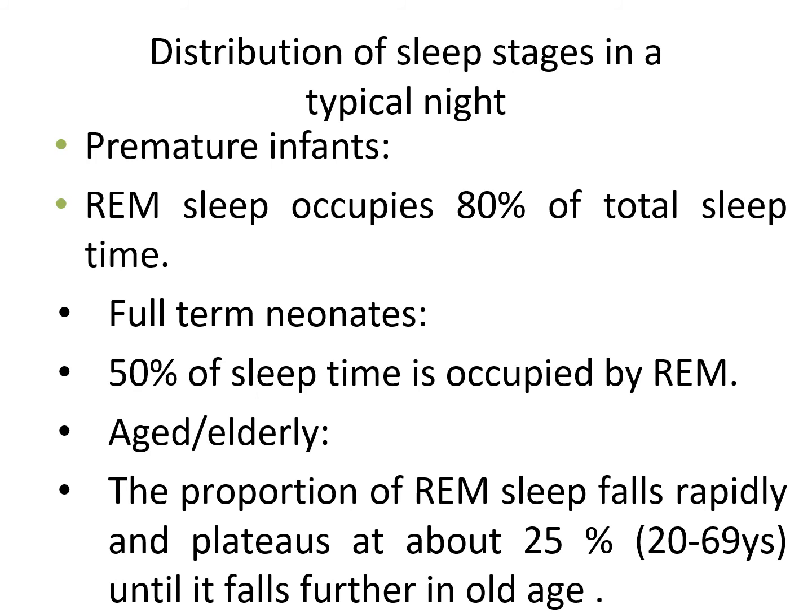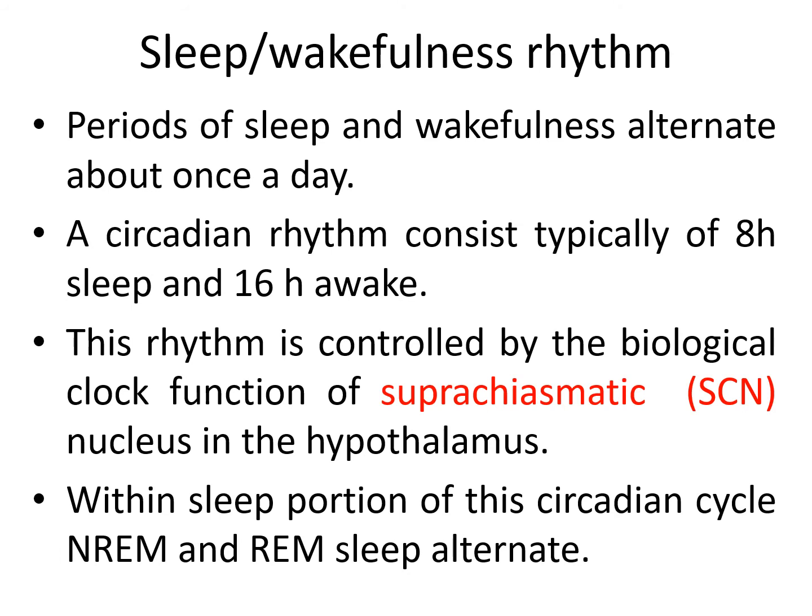For premature infants, REM sleep occupies 80% of total sleep time, and in full-term neonates, 50% of sleep time is occupied by REM. In the aged and elderly, the proportion of REM sleep falls to about 25% and falls further in old age.